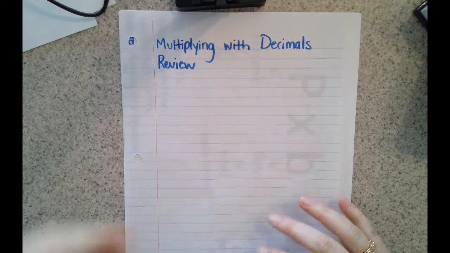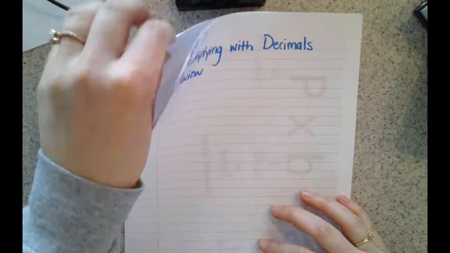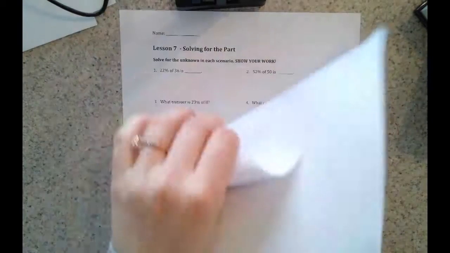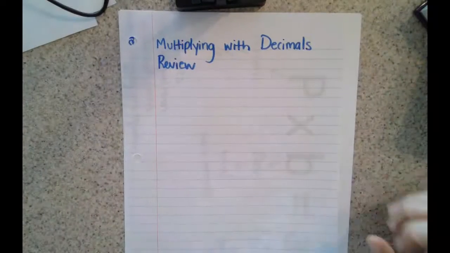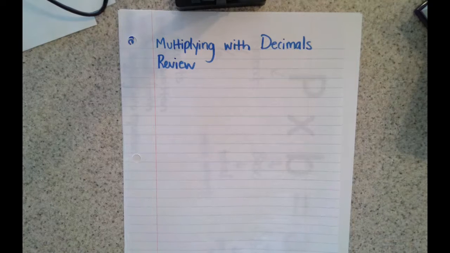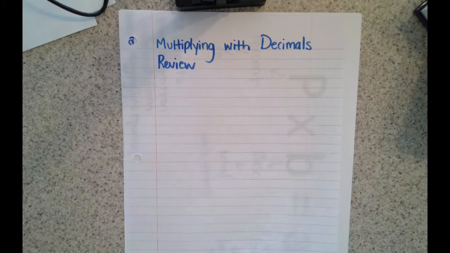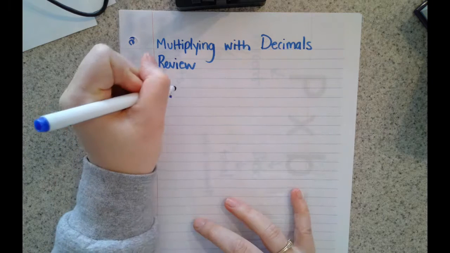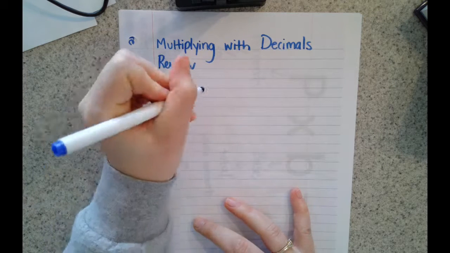Today's video is for Wednesday, and that is lesson 7. And for lesson 7, I want to quickly review how do we multiply with decimals. Let's say you're given 0.05 times 60.